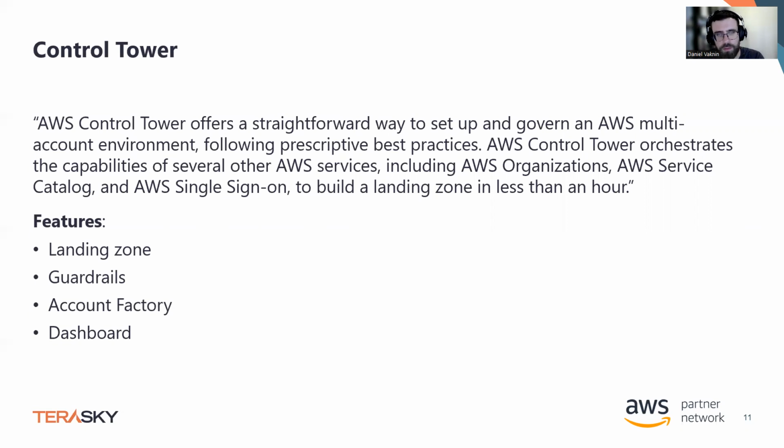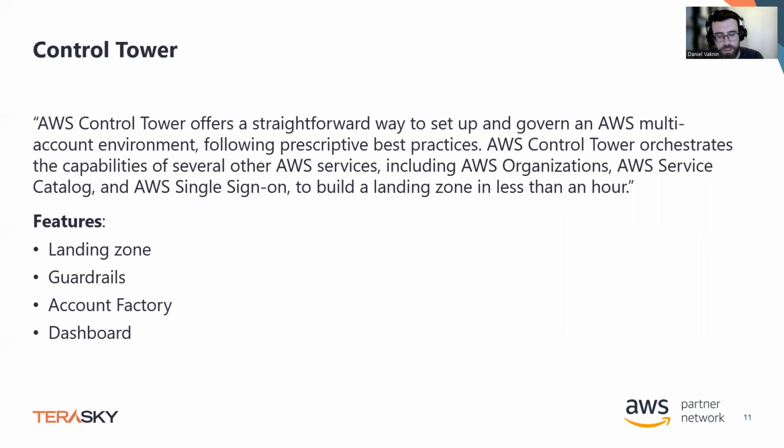But apart from that, you have some other things that are deployed with Control Tower by default. So you have the set of guardrails, which are basically a set of policies that are deployed to your organization to govern some security things, AWS things, that are best practices.